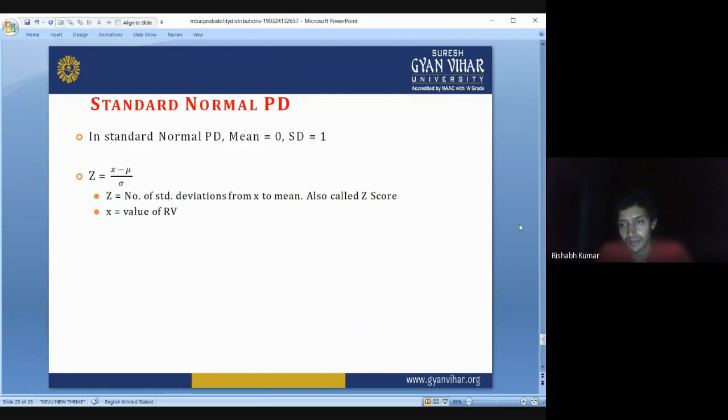Now, another curve, a modified curve from the normal distribution curve, is the standard normal distribution curve. If we convert our x value to z value by using this formula, z equals x minus mu divided by sigma, and then we plot the graph, it is known as normalizing the normal distribution curve. Our distribution will be called the standard normal distribution curve, in which your mean will be 0 and standard deviation will be 1, right? So z is the number of standard deviations from x to the mean, also called the z score, right? x is the value of your random variable.